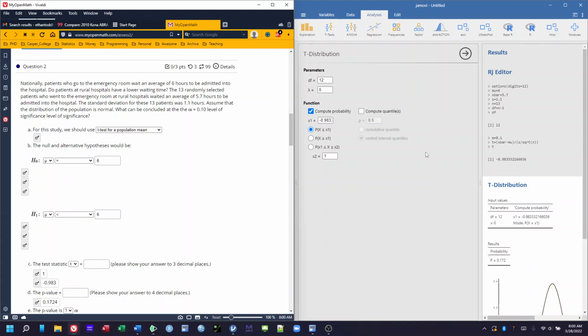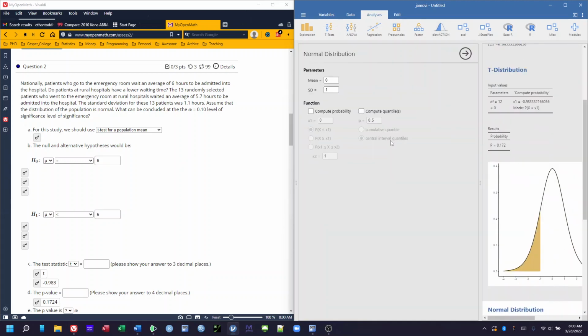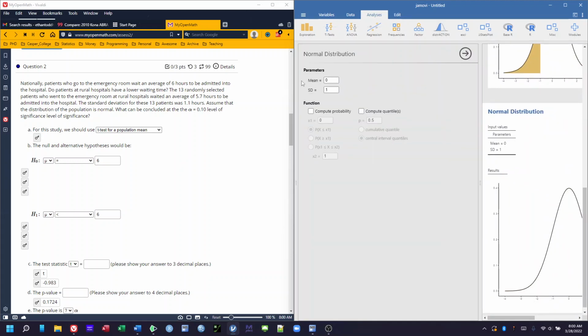Now, if you were dealing with a z-score, let's say they gave you the population standard deviation, we would do the exact same thing, only with a normal distribution. And we would still just leave the mean and standard deviation the same. You would calculate out your z-score, put that z-score in, compute your probability, and it would kick out your p-value for you.